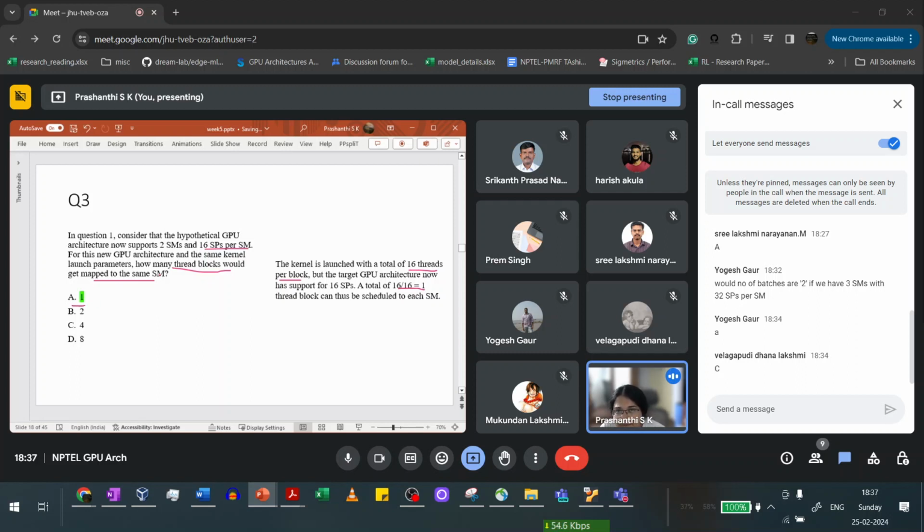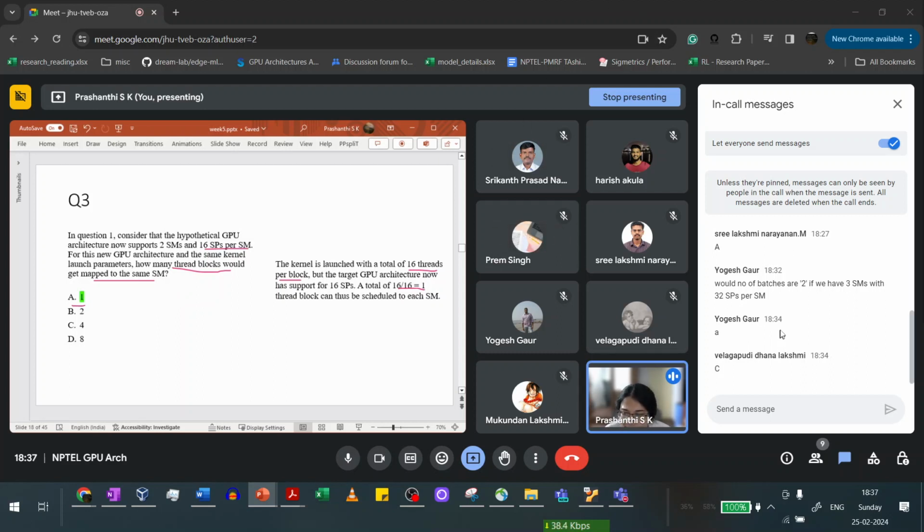So again, read the question carefully. In this question, the question is how many blocks would get mapped per SM. So all of these things matter. If you calculate the number of blocks across all SMs, you're going to get something else. If you calculate how many batches are going to get dispatched, it would be something else. So pay attention to what exactly the question is asking.